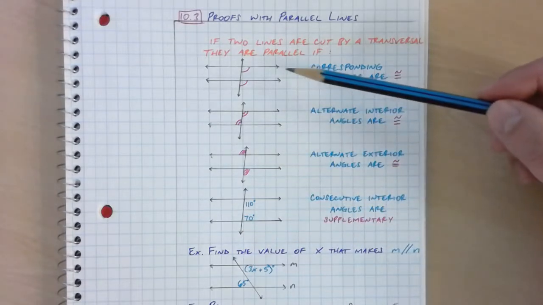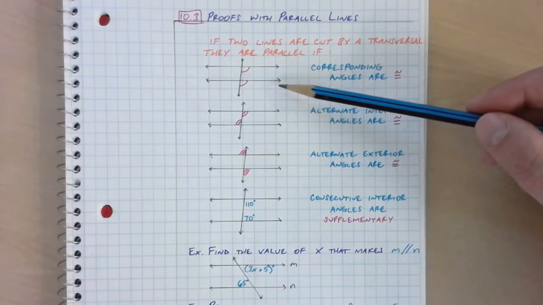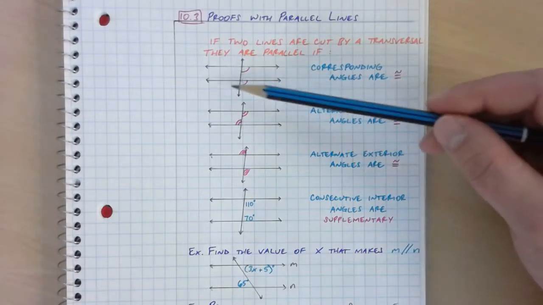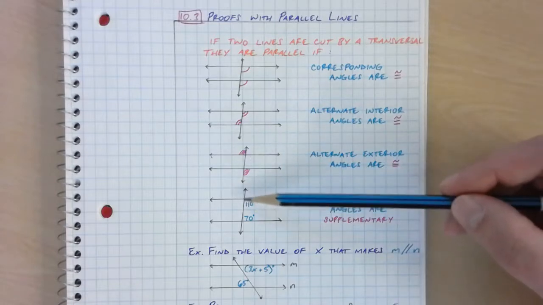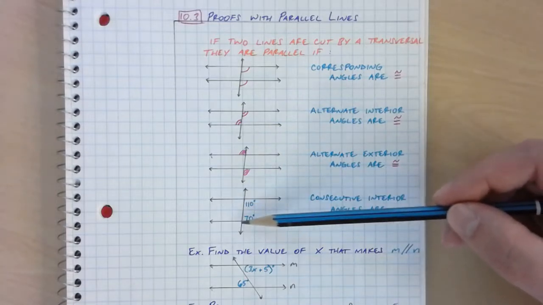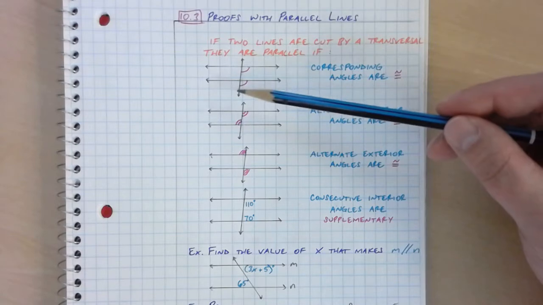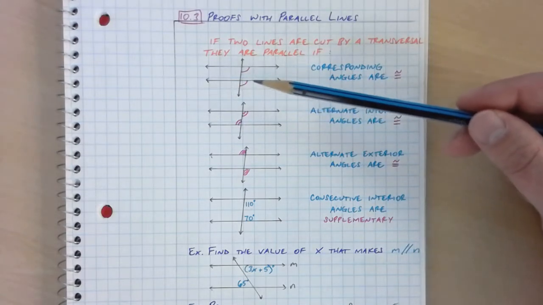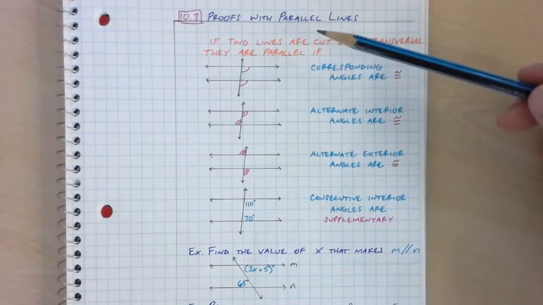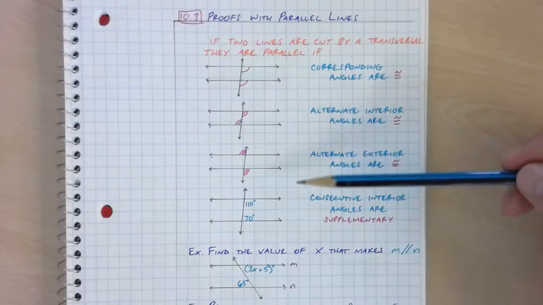Now, the two lines that are going in the general same direction, what we're going to find is that we're going to have certain features about the angle clusters that are created here. Again, there are two clusters of four angles that are created by these intersections. And based on the positions and the qualities of those angles, we're going to be able to show that the lines have to be parallel. And it's the same exact four properties.